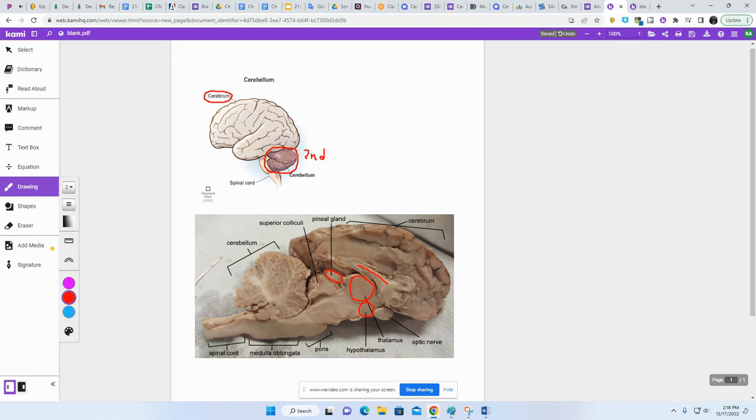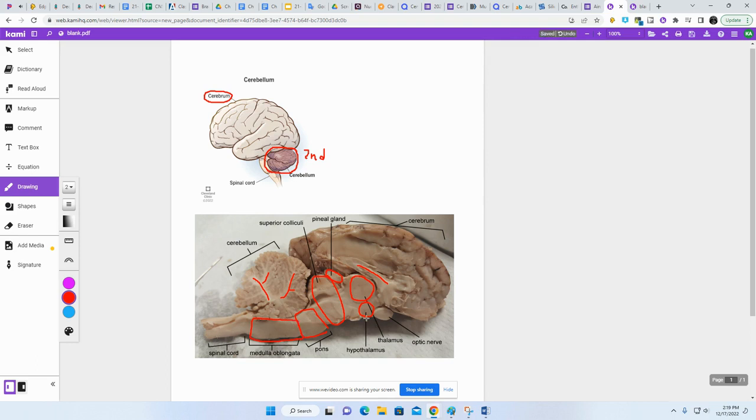Superior and inferior colliculi are part of the midbrain. So this is the midbrain right here. It's not really labeled, just called the superior colliculi. And then we're moving rostrally, down towards the spinal cord. Here's your pons. Of course, cerebellum, here's the arbor vitae, tree of life, inside it. Medulla oblongata, and then it goes down to the spinal cord.